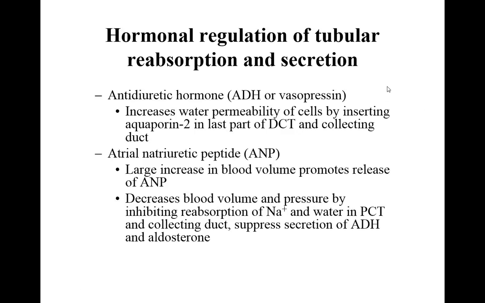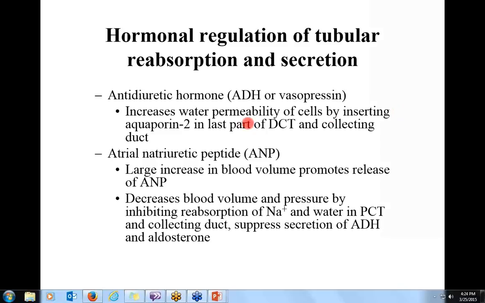Antidiuretic hormone, or vasopressin. This increases water permeability in the latter parts of the nephron, particularly the distal convoluted tubule and collecting duct. Normally these are not permeable to water, and we'll talk about that in a moment.